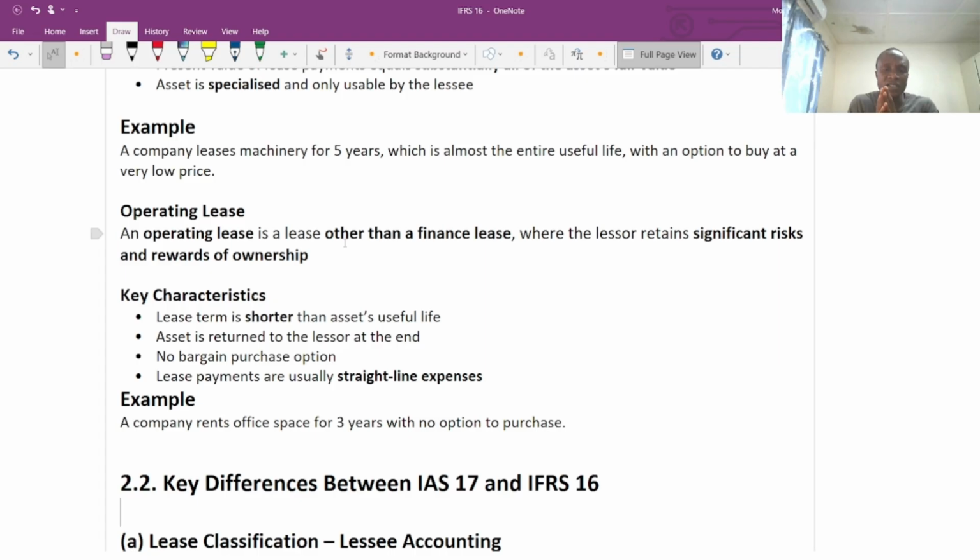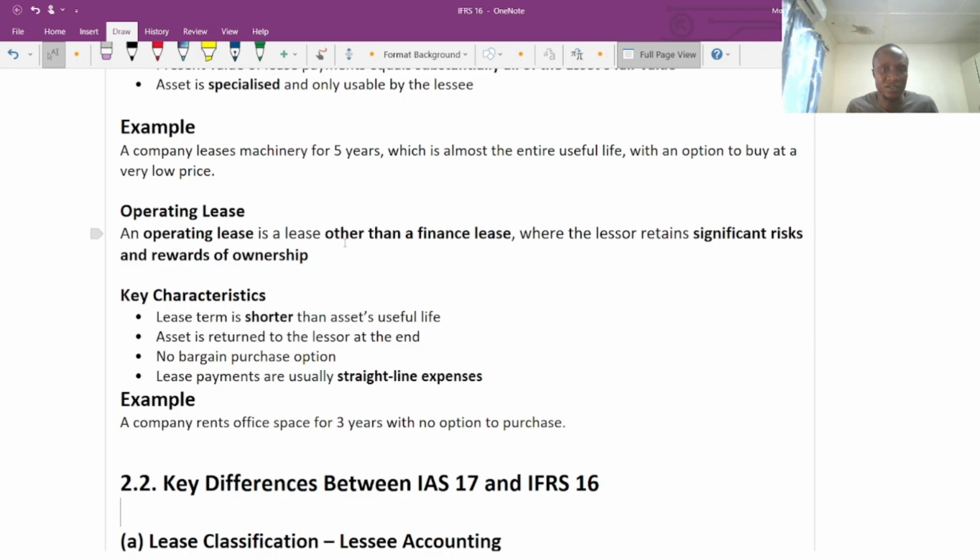Now, as I mentioned about the building, it's a three-story building. I decided to lease it for a period of 3 years. In no situation am I going to transfer a significant risk and reward to the lessee, because by default, the lessor can't transfer a significant risk and reward to the lessee.